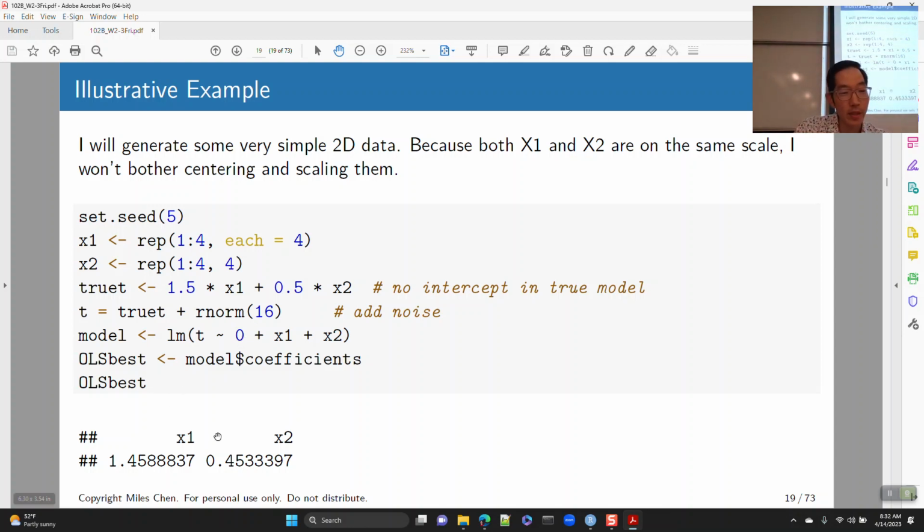Okay, and so based on the data I have, I estimate the coefficient for x1 to be 1.458 and the coefficient for x2 to be 0.453. Okay, and the true values are 1.5 and 0.5. So we get something kind of close, but not exactly that, and that makes sense because these are subject to random noise.